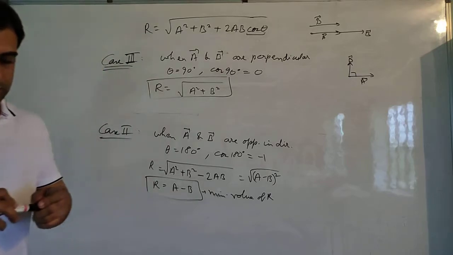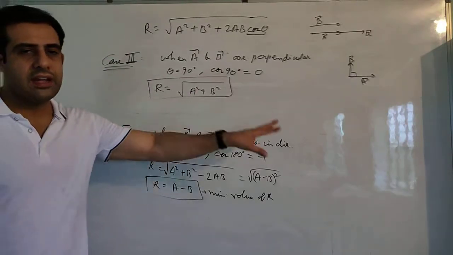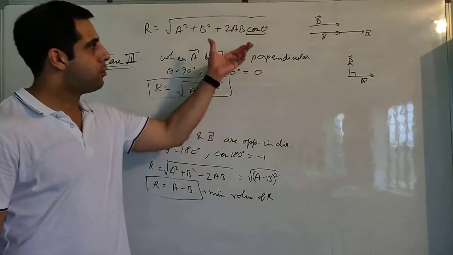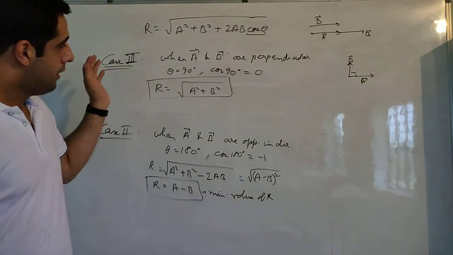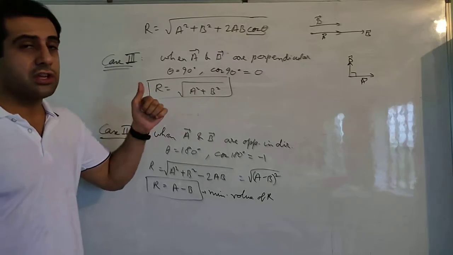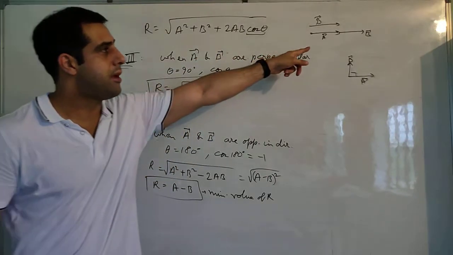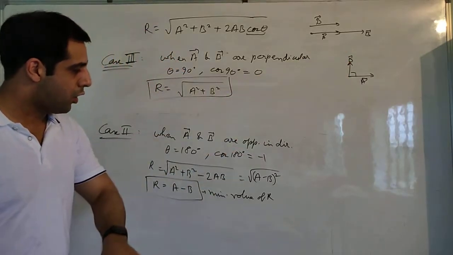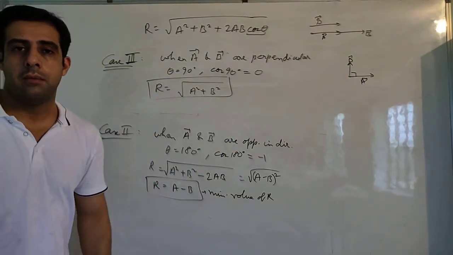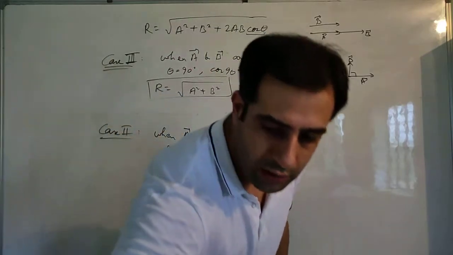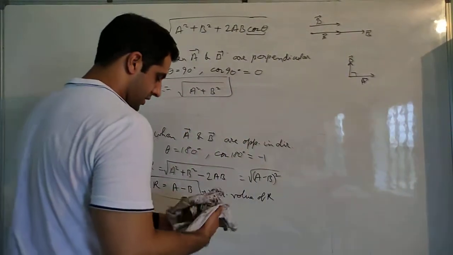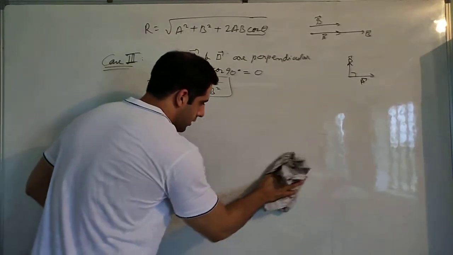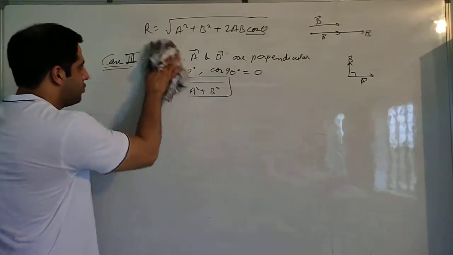These are the three important cases. For any other value of theta, we have to find the value using the trigonometric table. The formula is the same. In the first case, when A and B are in the same direction, this will give us the maximum value of the resultant. When A and B are in opposite directions, this will give us the minimum value of the resultant. Now let us quickly do an example to understand how to apply these vectors. Till here it was all theory. Let us do one example also.